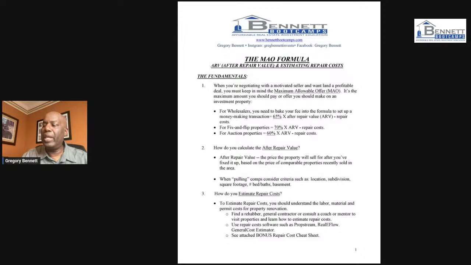And so when estimating repair cost, like I said, you want to get a contractor to go there with you. On here, it does say that you can use PropStream or RealEFlow. They have an estimator that you can use. I've used those before. You can get a general contractor.